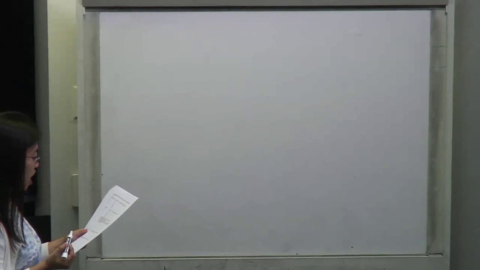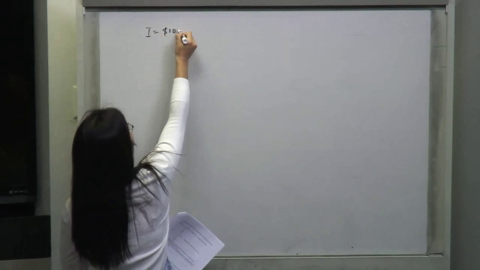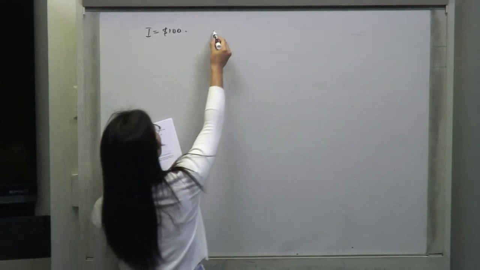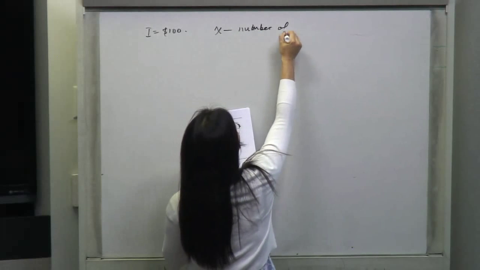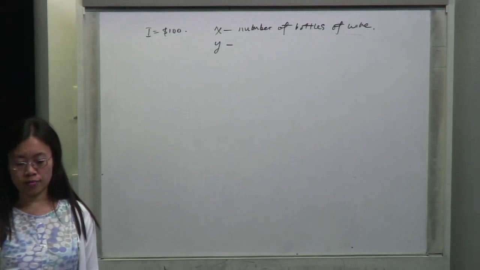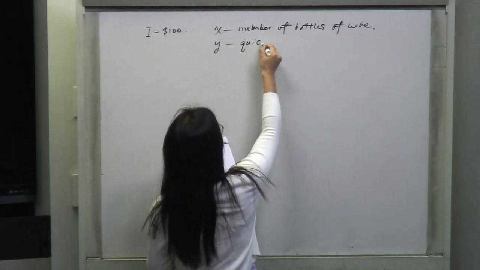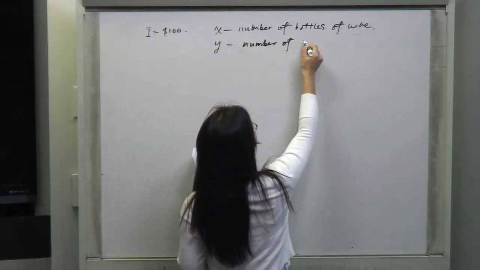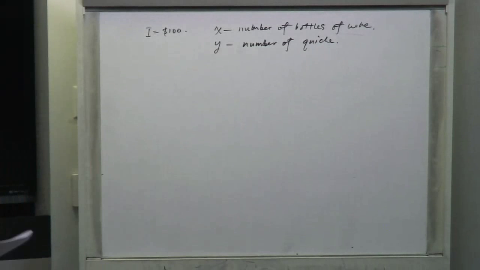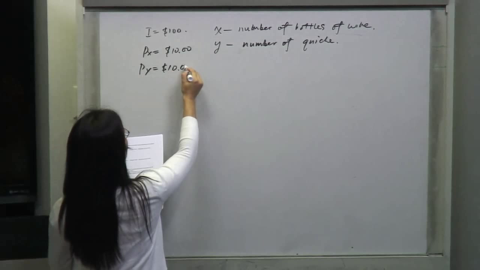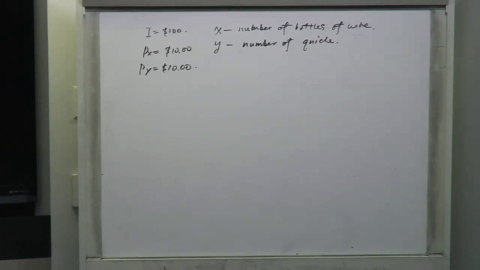Suppose you're a consumer and you're given $100. You're going to use this money to spend on two different goods. Good X represents the number of bottles of wine; you can consume several bottles of wine. And then you can consume quiche, the number of quiche. The price is $10. Very simple setup, right?